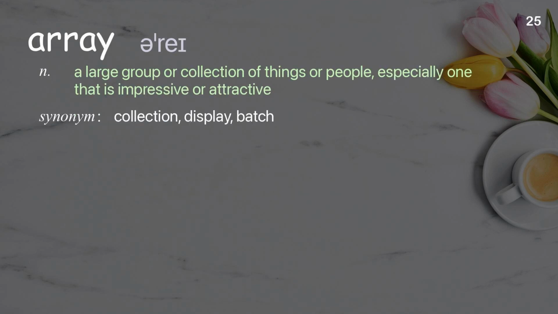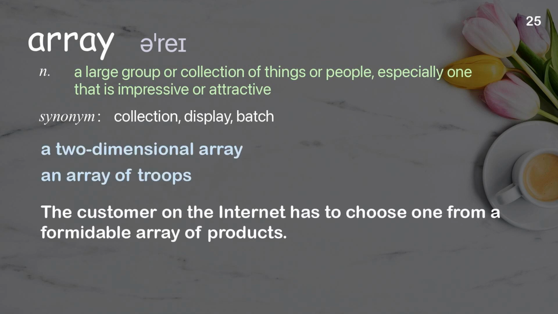Array. A large group or collection of things or people, especially one that is impressive or attractive. Examples. A two-dimensional array. An array of troops. The customer on the internet has to choose one from a formidable array of products.